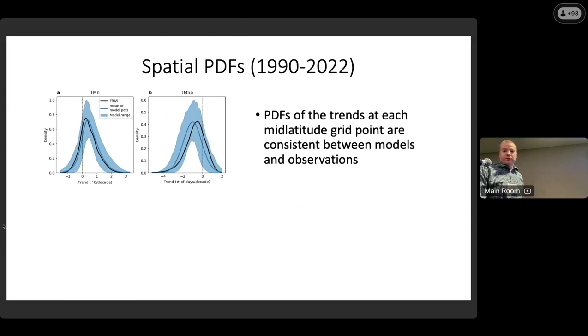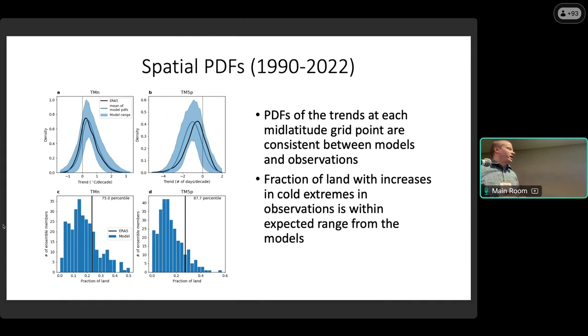And we can take this a step further and look at the percentage of the mid latitude land that has cooling. So that's what's plotted here. In both these metrics, we see a little over 20% of the mid latitude area shows cooling, which is a little higher than what we see in the models, but it's still well within the distribution.